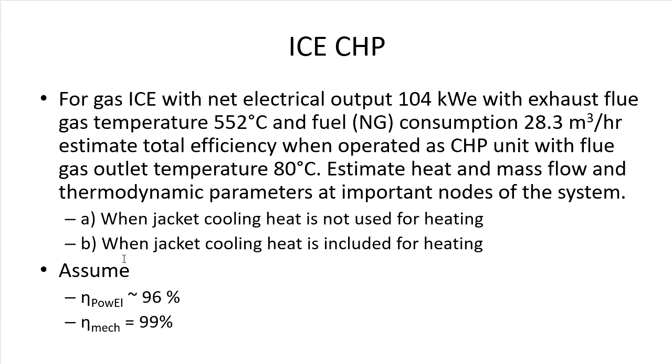And the assumptions that we will consider is that the efficiency of power electronics, like the generator and some other electronic systems, will be around 96%, and mechanical efficiency of, for example, the gearbox and clutch would be 99%. Additionally, we will assume that there is no heat loss to the surrounding environment. All the heat is rejected in the defined heat streams.